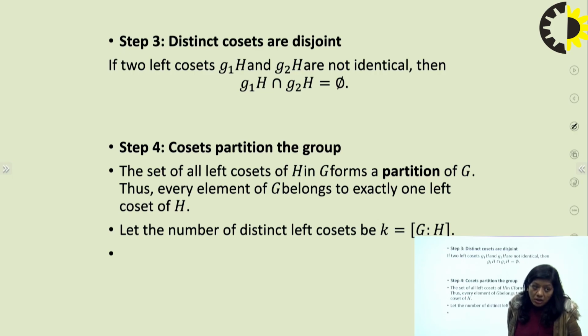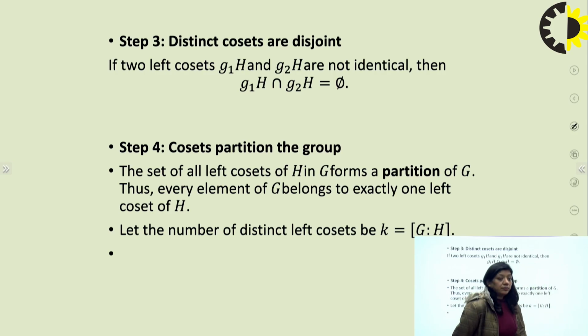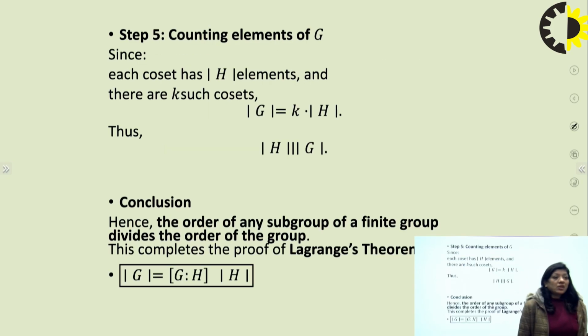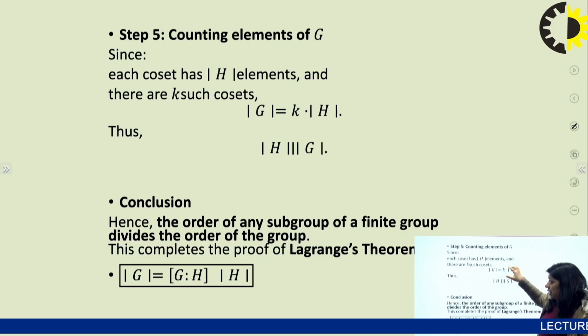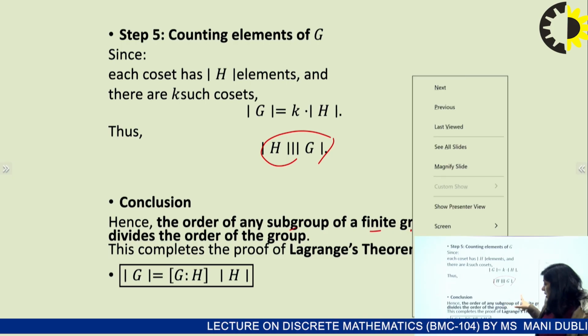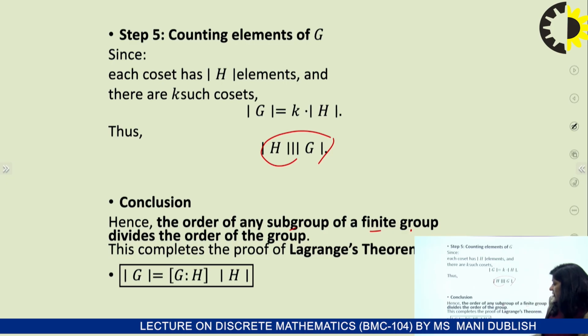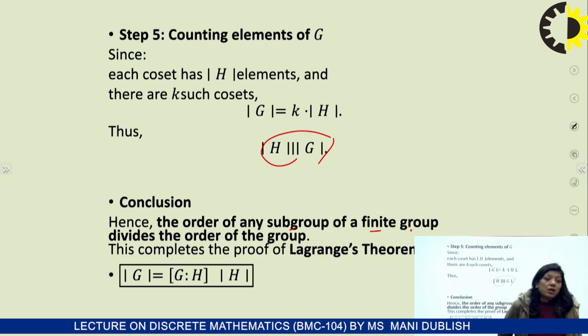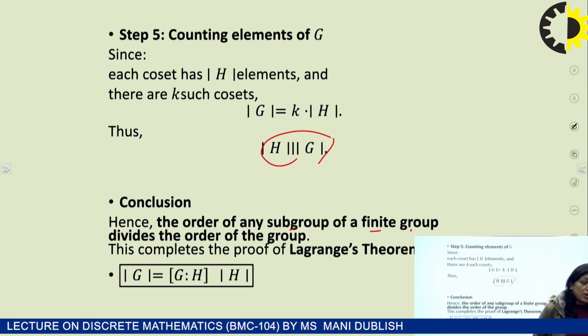Then let the number of distinct left cosets be k, where k = |G|/|H|. We have to count the elements in G. Each coset has |H| elements, and there are k such cosets. So |G| = k·|H|, and thus |H| divides |G|. So we can say the order of any subgroup of a finite group divides the order of the group, and this completes the statement of Lagrange's theorem.